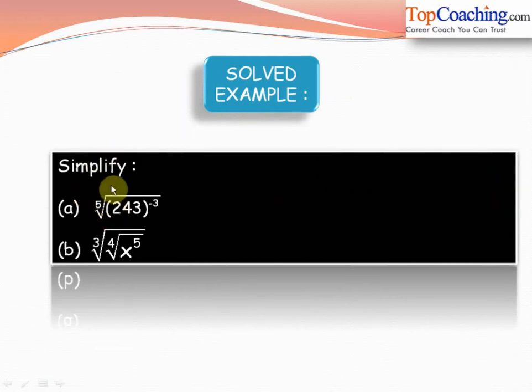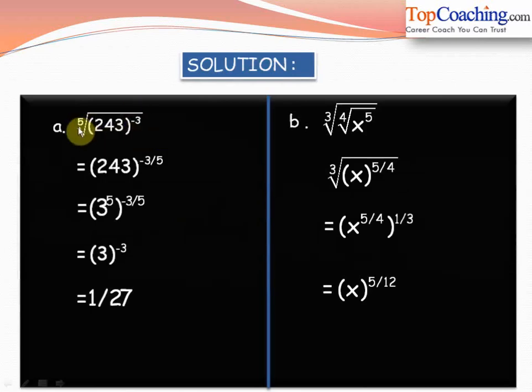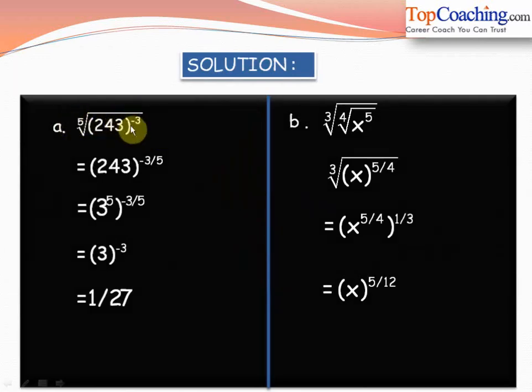Simplify the fifth root of 243 to the power of minus 3, and part B is we have to simplify the expression third root of the fourth root of x to the power of 5. So the first is the fifth root of 243 to the power of minus 3. Now this could be written as 243 to the power of minus 3 by 5. This is the law of rational exponents. That is, if we have a fifth root, we can write this power as 1 by 5, and thus this could be further written as 243 to the power of minus 3 by 5.